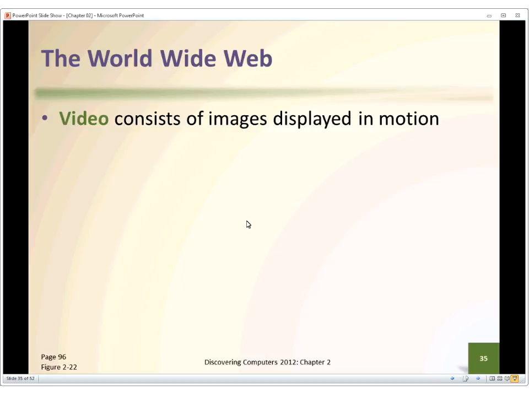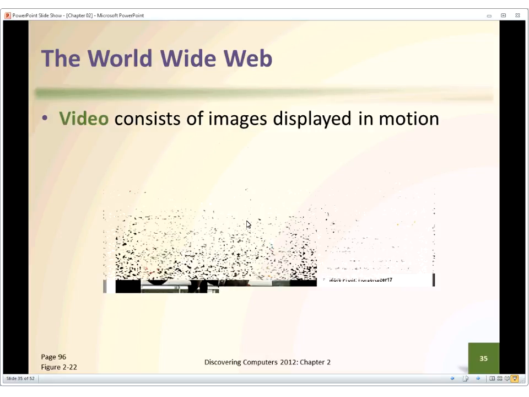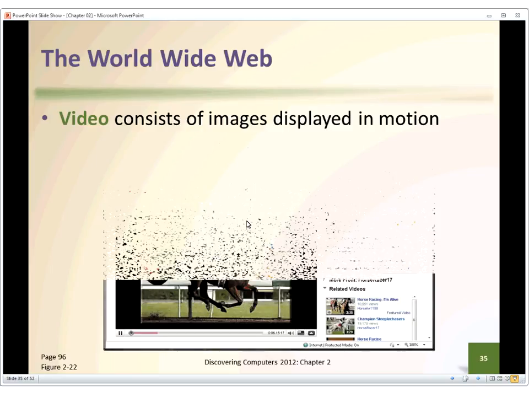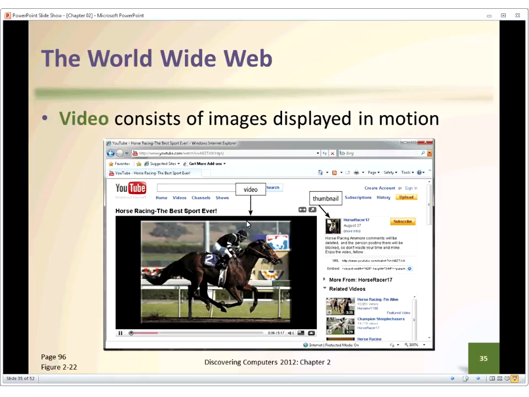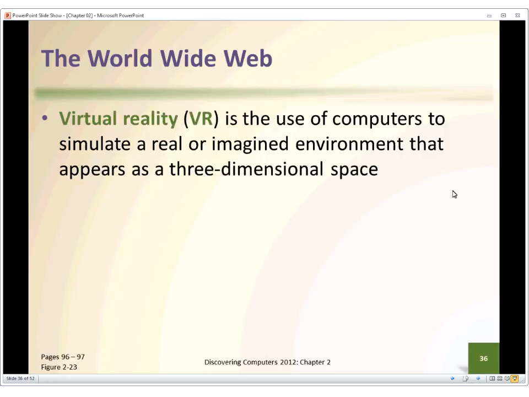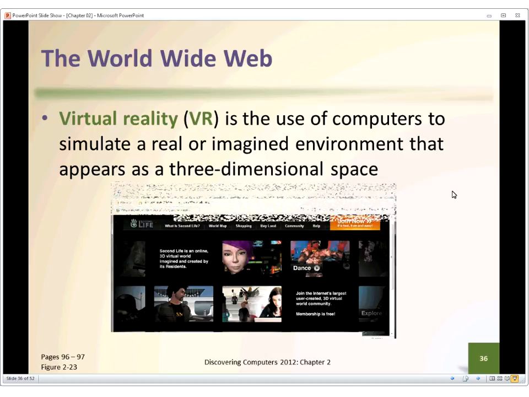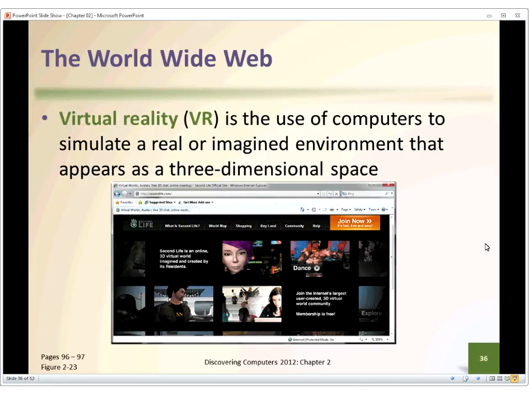So that's audio. Also video consists of images. I'm pretty convinced that video is the wave of the future, that probably in the next few years video communication will be the majority method of communicating on the net, that people will do it via video. So the use of web cameras, like I'm doing with you here, but a two-way system will become the preferred method of communicating. And then the last thing that the authors have indicated here on our web page that can provide plugins for is virtual reality, the use of computers to simulate a real or imagined environment that appears as a three-dimensional space. So that's becoming more and more commonplace as well.